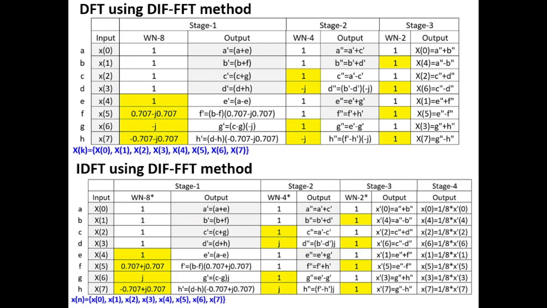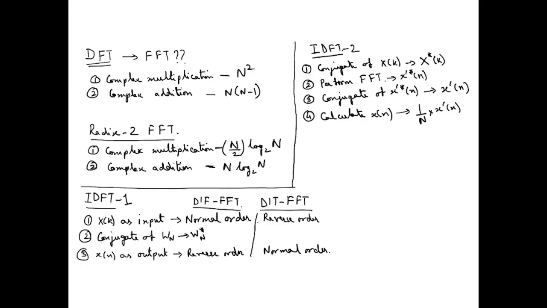So the tabulation over here: our input is in the normal order and our output is in the bit reverse order. So why do we want to go to FFT? We want to go to FFT because in DFT we have complex multiplications of N squared and complex additions of N into N minus 1, whereas in the radix-2 FFT we have complex multiplications of N by 2 log 2N and complex additions of N log 2N.